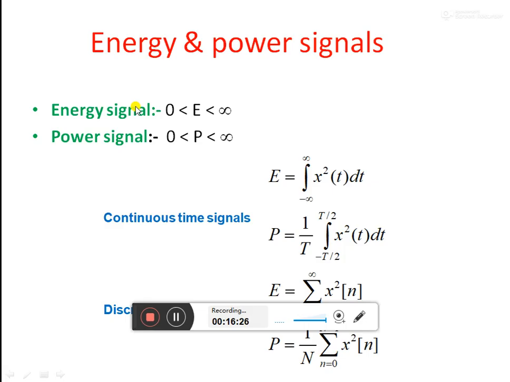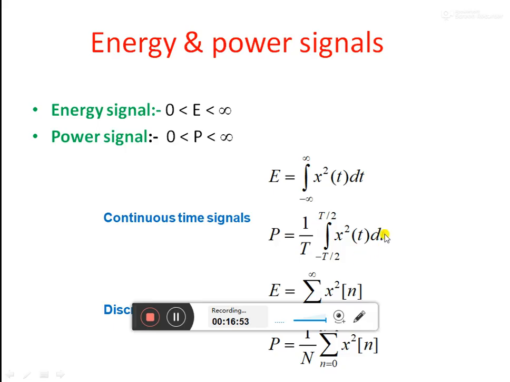The energy value of a continuous time signal is evaluated using the first formula, where E is equal to integration from minus infinity to plus infinity of x square of t dt. And for a continuous time signal, if the signal is periodic, then the power value P is given as equal to 1 by T integration from minus T by 2 to plus T by 2 of x square of t dt.